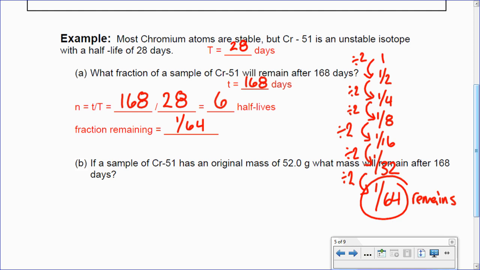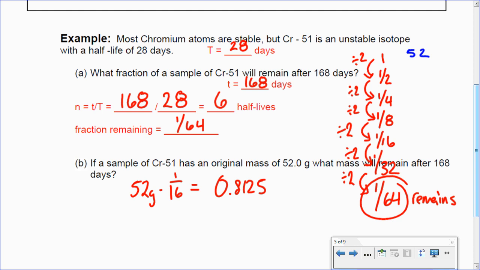Now, if a sample of chromium-51 has an original mass of 52 grams, what will remain after 168 days? All you really have to do is take your 52 grams and multiply it by 1/64. 52 times 1 divided by 64 equals 0.8125.